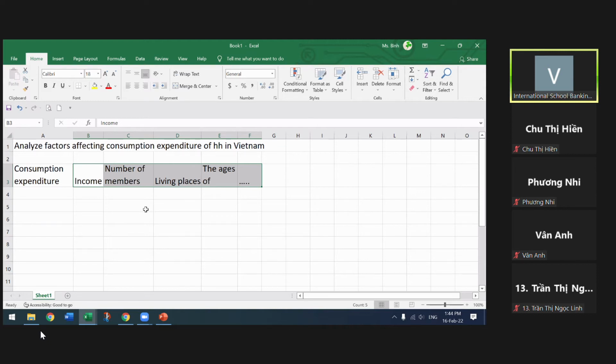Or when you want to analyze the factors affecting the GDP of countries, these things you already study in macroeconomics. Based on the theories you already study in those subjects, and normally that kind of theories was, I would say, pointed out by some authors. So normally you have to mention the name of authors.